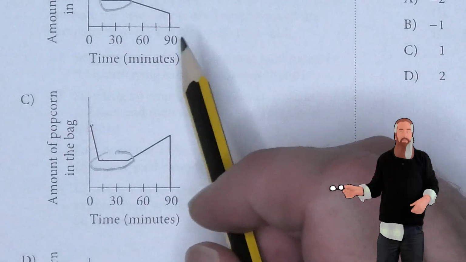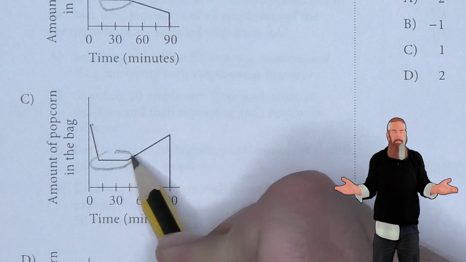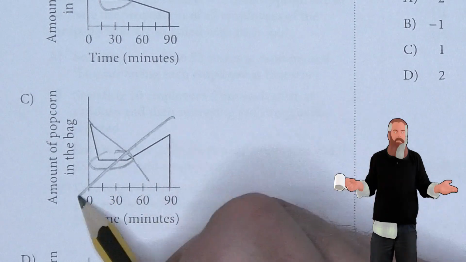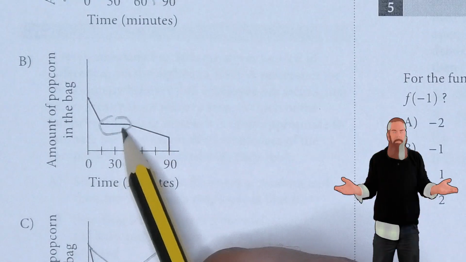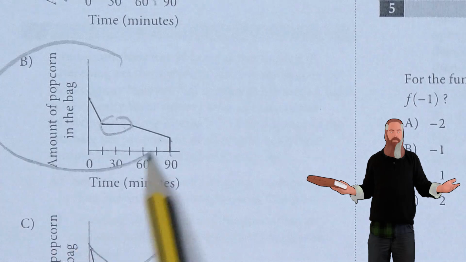It does say that he then begins to eat popcorn again. Now, in this case, it looks like he must be regurgitating the popcorn into the bag, which would be gross, so we can eliminate it. Here, it does go down, and then it goes to 0 because he dropped the bag of popcorn, giving us B as the answer.